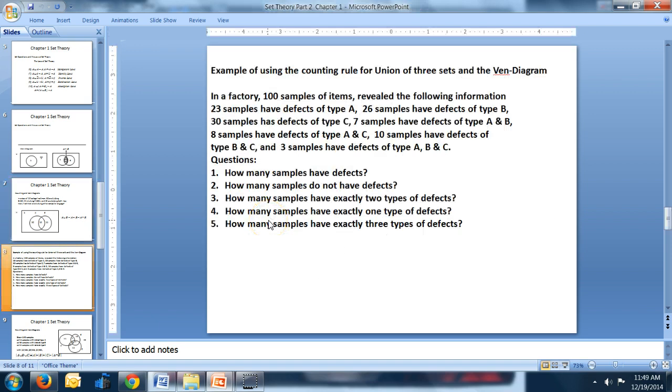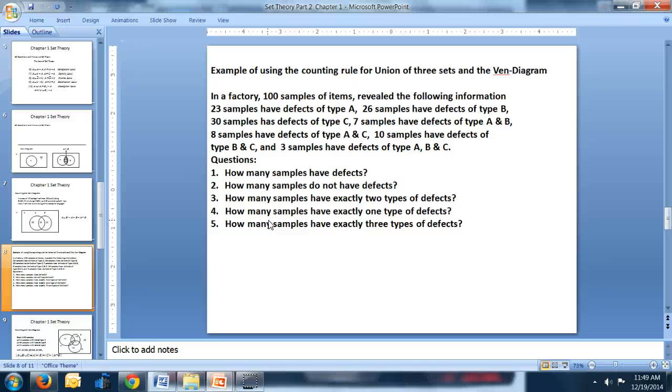Here is another example where we have 3 sets, A, B, and C. And this example is going to help you with some of the problems in section 1.2. What we have in here, we have 100 samples that have possibilities of 3 types of defectives. Some items have only one defect, either A or B or C. Some samples have 2 defectives, A and B, or A and C, or B and C. Some samples have the 3 defectives.